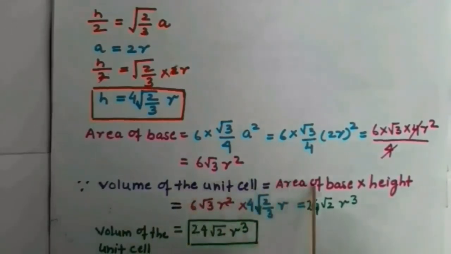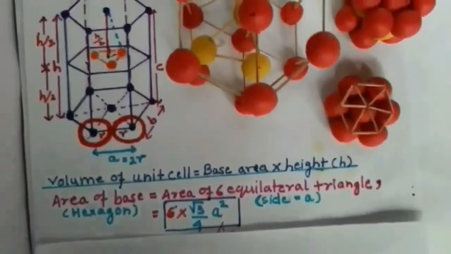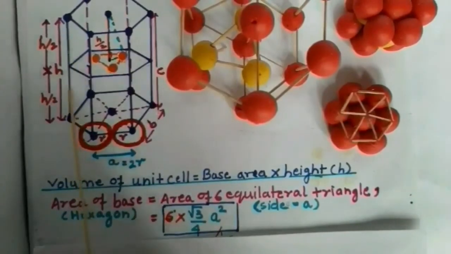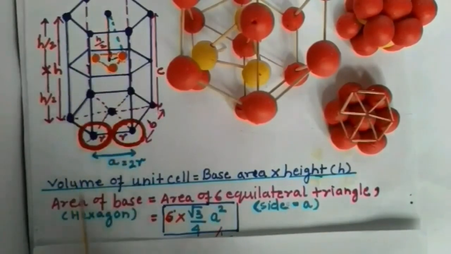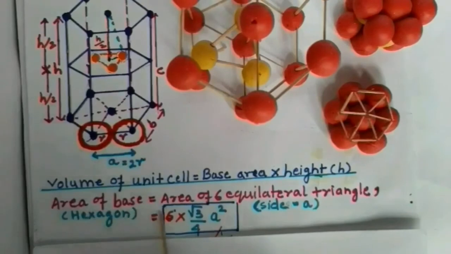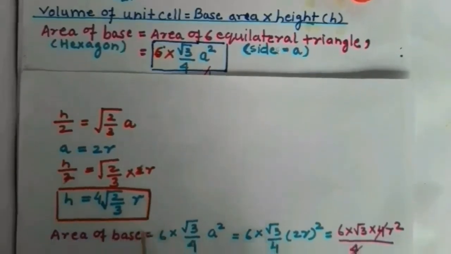So the volume of the unit cell is equal to area of the base, that is hexagon, multiplied by height. If we have to find out the volume of the unit cell, it is calculated as the area of this hexagon multiplied by the height of the unit cell. Area of the base, that is hexagon, is equal to 6 multiplied by root 3 by 4 a square, and the height we have calculated as h is equal to 4 root 2 by 3 r.